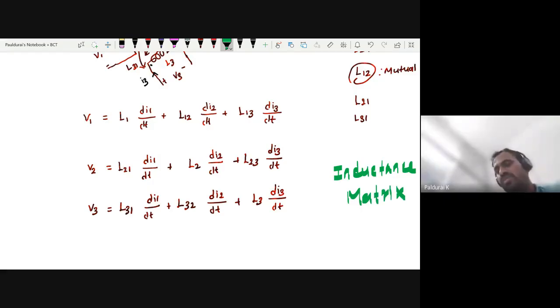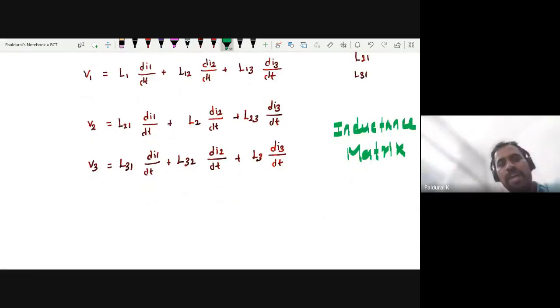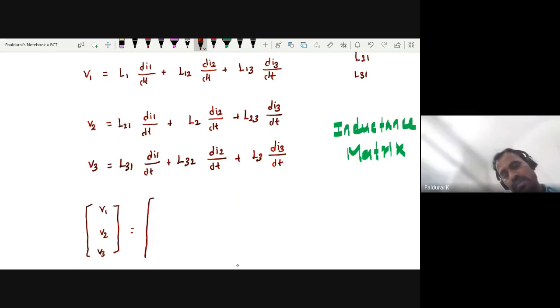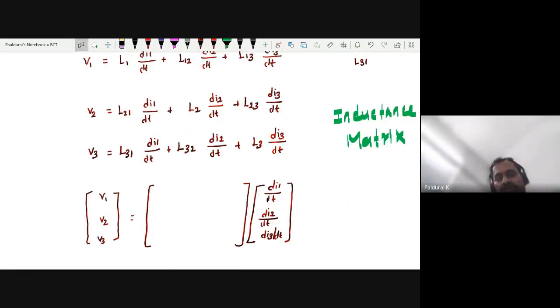There may be a chance for asking one more question. Develop the inductance matrix. What do you mean by inductance matrix? Now can you write equations 1, 2, 3 in matrix format? In matrix format, this is V1, V2, V3 equals some 3 cross 3 matrix times dI1 by dt, dI2 by dt, dI3 by dt. Okay, so what's the first row?